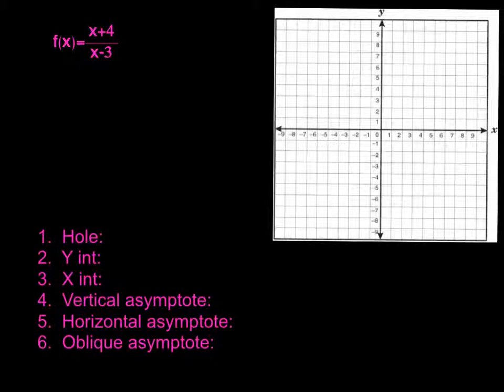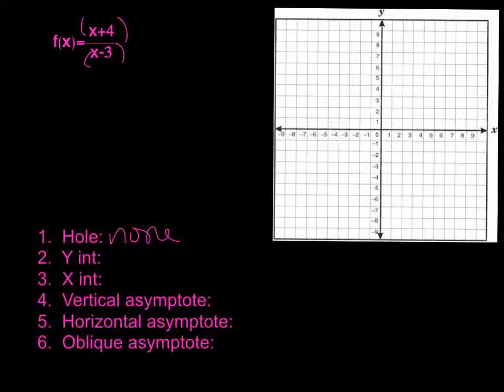Okay, let's look at example 1. f of x equals x plus 4 over x minus 3. First thing we're going to do is find a hole. To find your hole, first thing you're going to do is factor. And since there's nothing to factor, a hole you get by seeing if anything cancels out. This x does not cancel out. Be careful of that. These are basically individual terms. And so there's no hole because nothing cancels out.